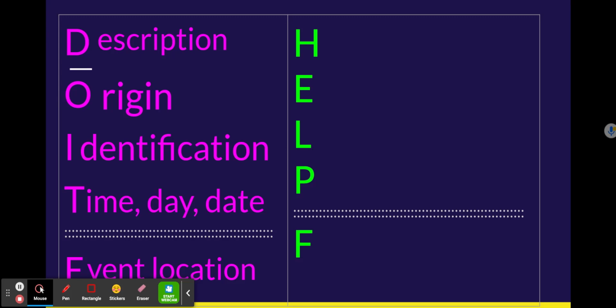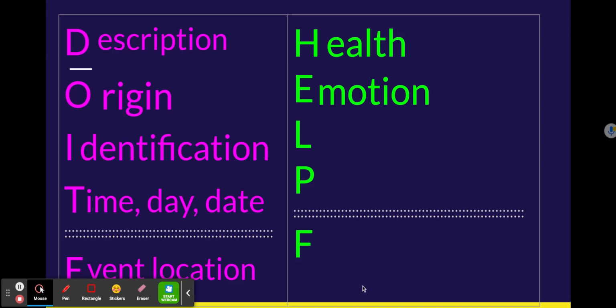For the HELP acronym, this is to help us know when to use the verb estar. The H is for health, how someone is feeling. If you want to say that I'm tired, you say yo estoy cansado. E is for emotion. This is also how someone is feeling. L is for location, where someone or something is located. Again, that's why event location can be a little tricky. This is for like, I am in the classroom, or the bank is across the street.